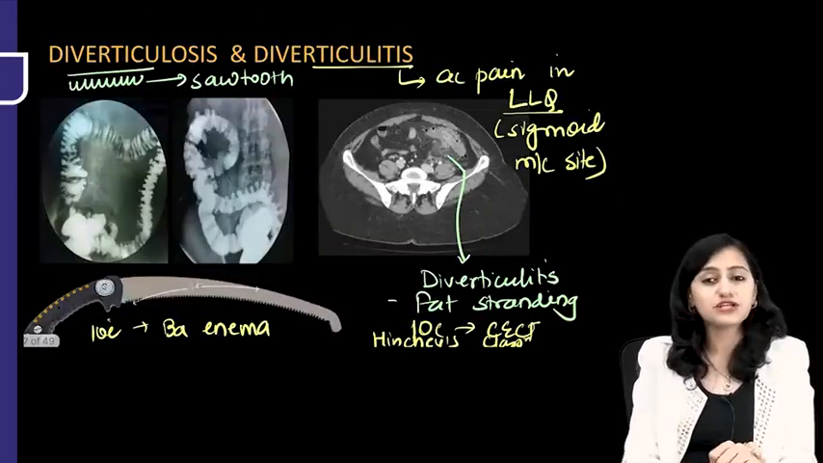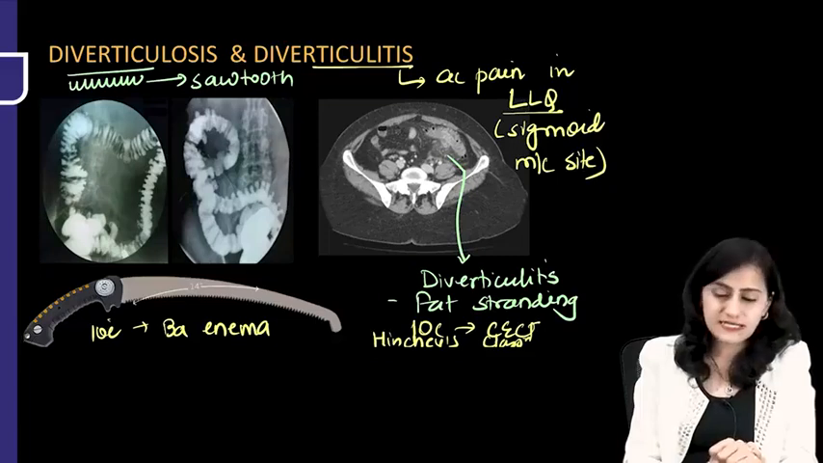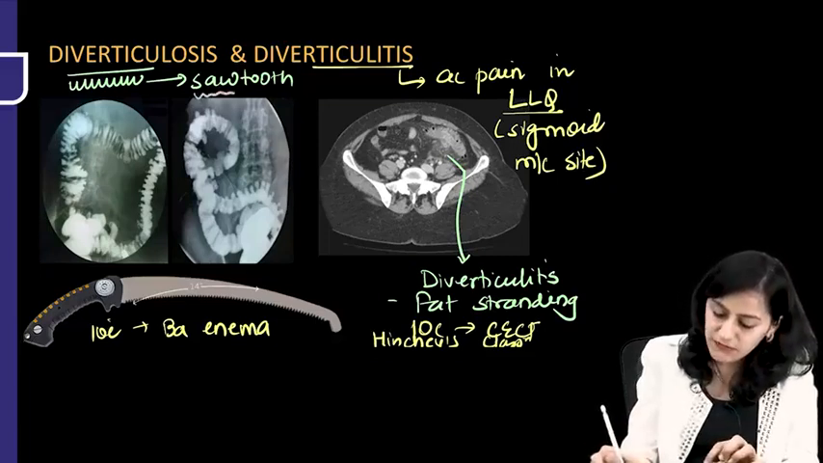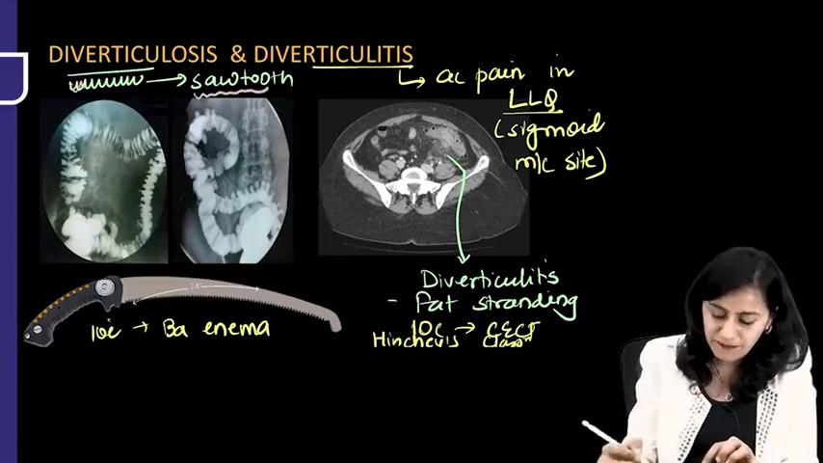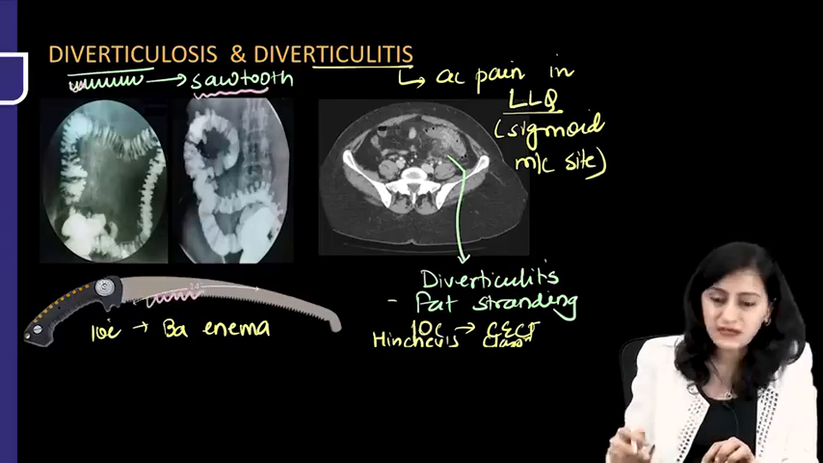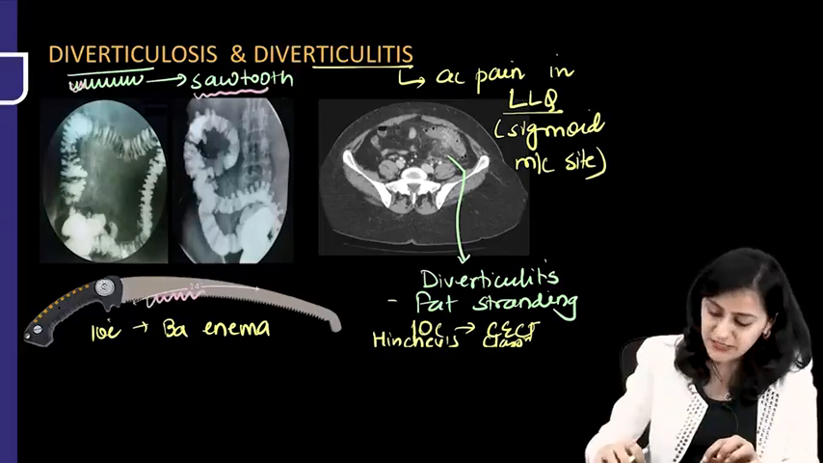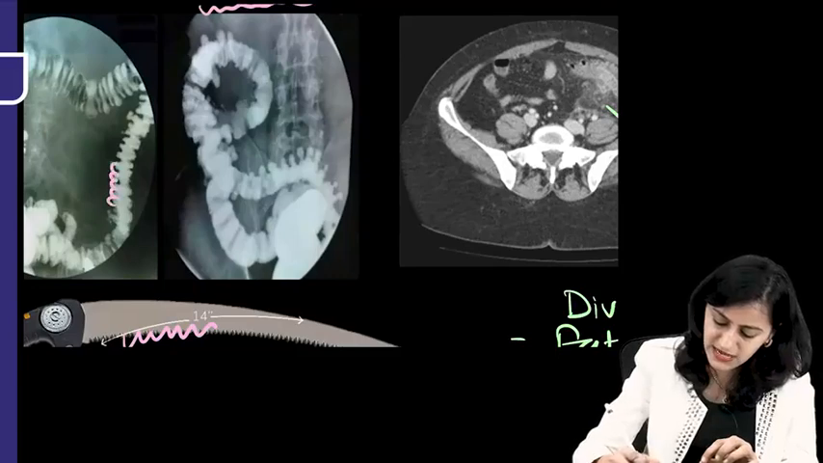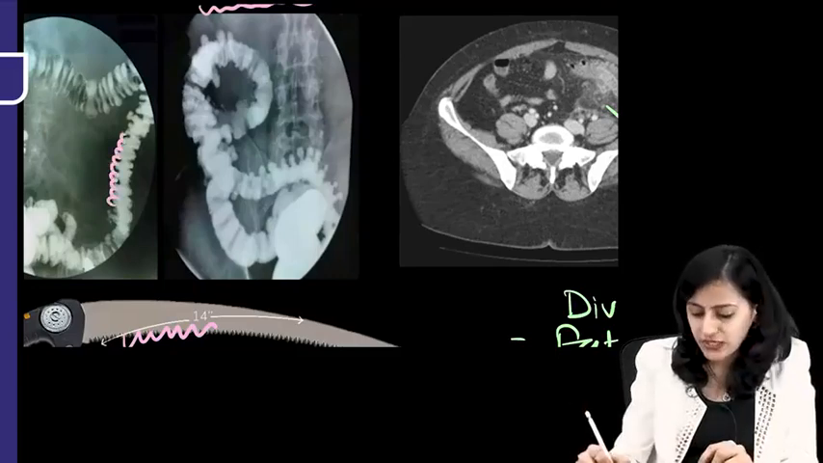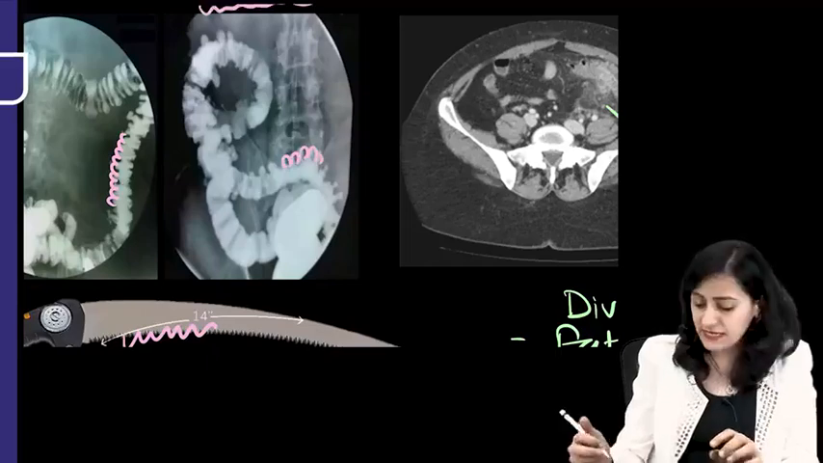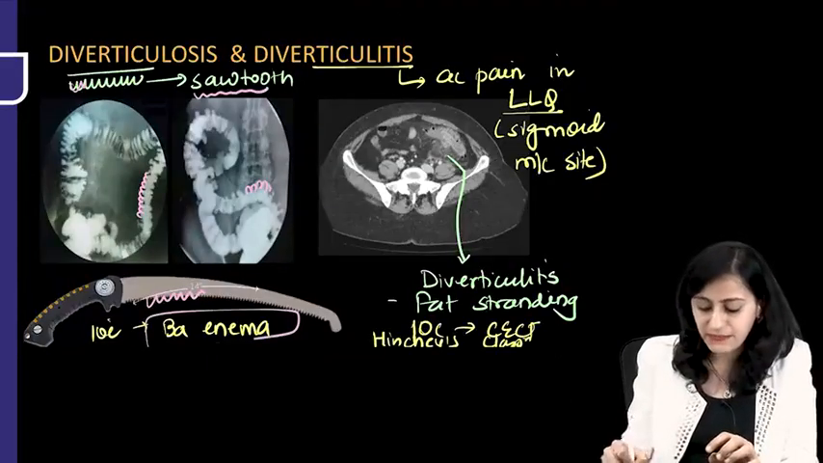Now coming to diverticulosis and diverticulitis. Diverticulosis on barium study shows this sawtooth appearance because of the outpouchings. So what do we see here? These are the various diverticula showing the sawtooth appearance. Investigation of choice, barium enema.